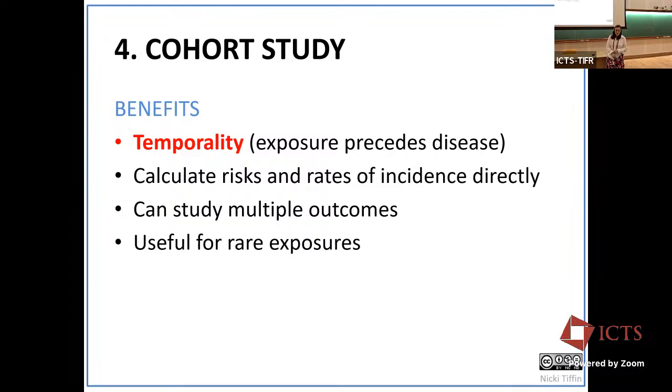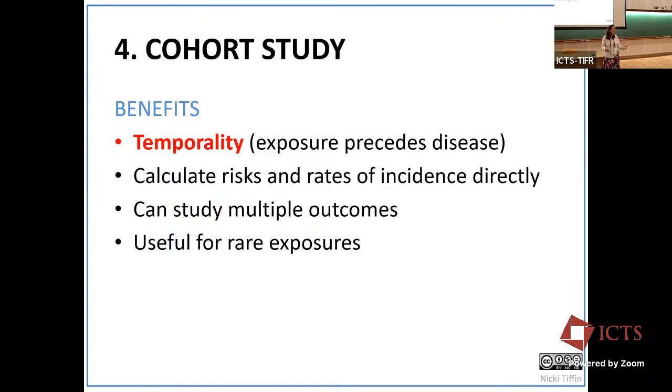The benefits of the cohort study is that you can start looking for temporality, what came first. You can at least say with confidence, these people had the exposure before they had the outcome of interest. So this is where we're starting to explore causality. We're not necessarily proving it, but we certainly can at least say which came first. And that's a big step forward. You can calculate the risks and rates of incidence directly, and you can study multiple outcomes.